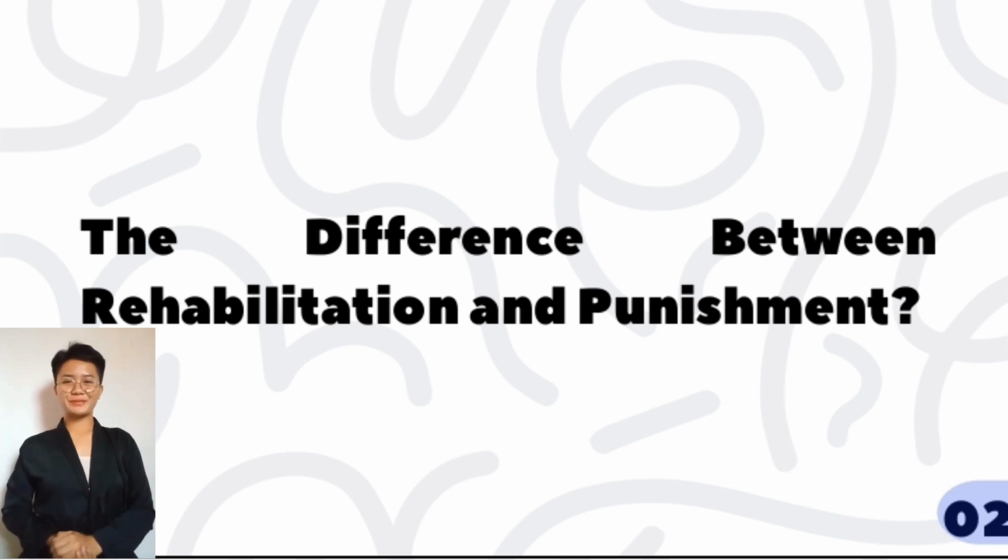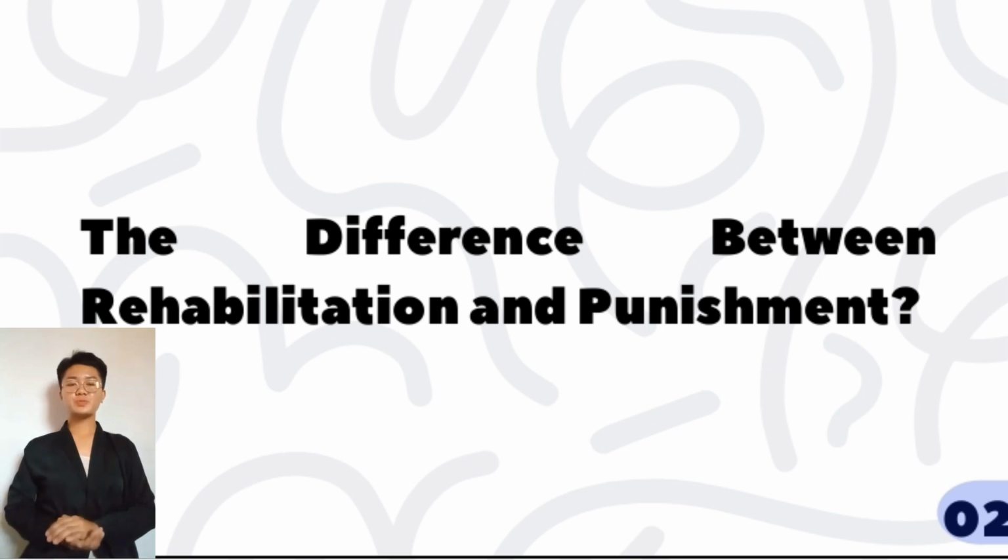The difference between punishment and rehabilitation. Punishment. In the context of criminal justice, punishment refers to penalties imposed on individuals for violating laws. The primary aim is to impose consequences for wrongful behavior, often through imprisonment, fines, or community service.